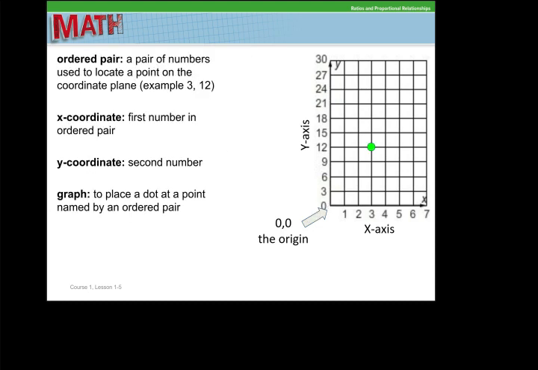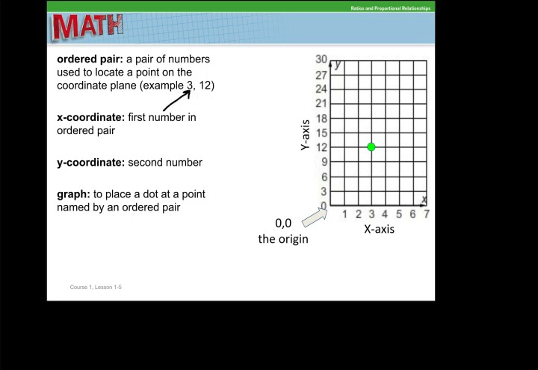So the next thing in our vocab is ordered pairs. An ordered pair is a pair of numbers used to locate a point on the coordinate plane. My example for this is 3, 12. My next vocab word is x coordinate, which is the first number in our ordered pair. So that is the 3.